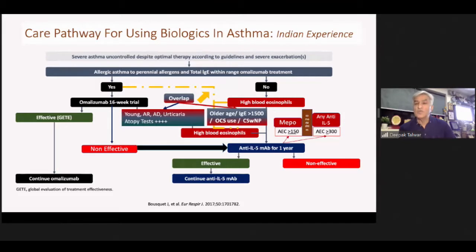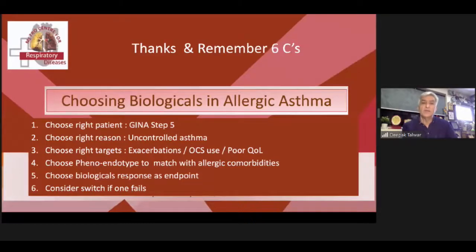And whether to choose mepolizumab or benralizumab, you need to look at the comorbidity profile as well as the burden of oral corticosteroid and exacerbations to choose between A or B. With that, these are the 6 C's for choosing biologics in allergic asthma. Choose your right patient, choose your right reason, choose your right target, and choose to phenotype and endotype them with their allergic comorbidities, and then also the response as an endpoint. And of course, in the last, consider switch if everything else fails.